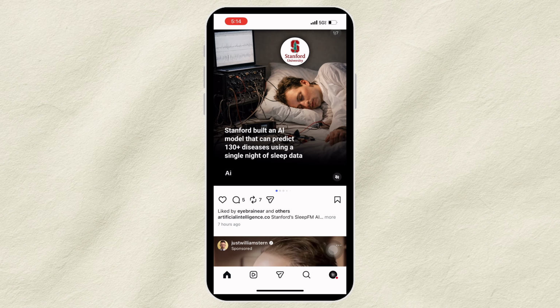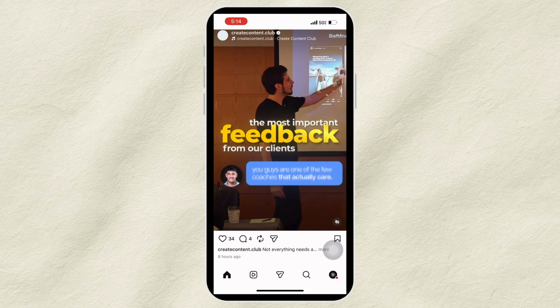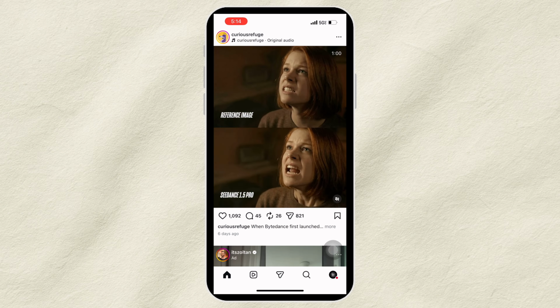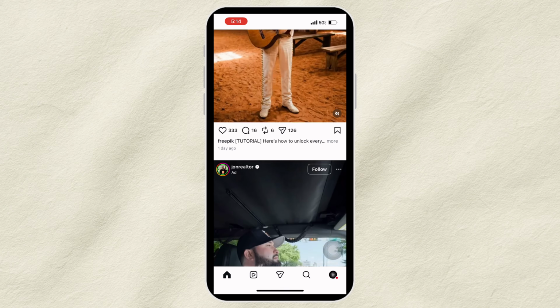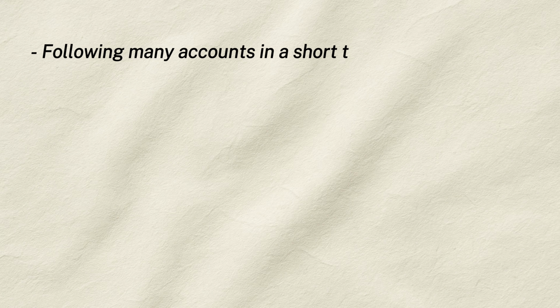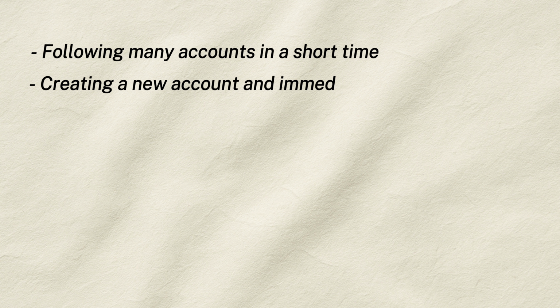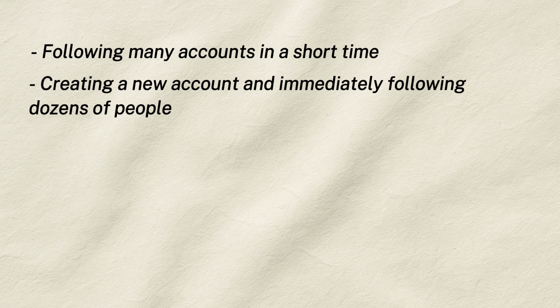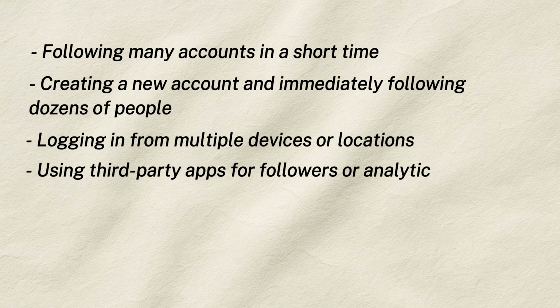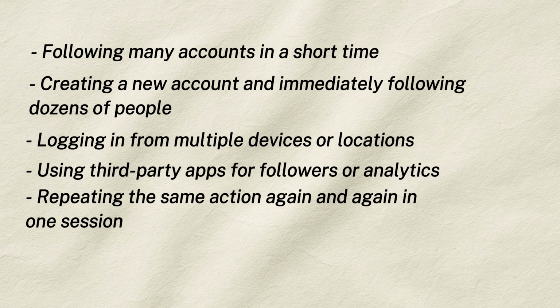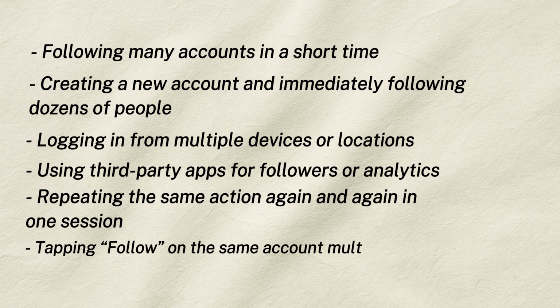Let's start with what Instagram considers suspicious behavior. Instagram doesn't just look at how many people you follow. It looks at how you behave. For example, following many accounts in a short time, creating a new account and immediately following dozens of people, logging in from multiple devices or locations, using third-party apps for followers or analytics, repeating the same action again and again in one session, tapping follow on the same account multiple times.